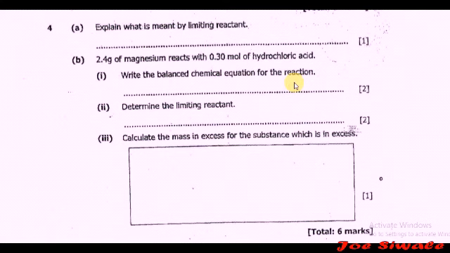And specifically I'll be looking at question 4. So let's get started. Question 4a reads, explain what is meant by limiting reagent, 1 mark. Question B says 2.4 grams of magnesium reacts with 0.30 mole of hydrochloric acid. Roman numeral 1, write the balanced chemical equation for the reaction, 2 marks. Roman numeral 2, determine the limiting reactant, 2 marks. Roman numeral 3, calculate the mass in excess for the substance which is in excess, 1 mark. And the total marks for this question is 6 marks.